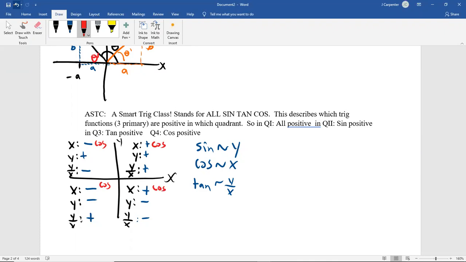Y's are heavily related to the sine, the S-I-N. So we're going up, positive. We're going up, positive. We're going down, negative, down, negative. Left and right is cosine or x. Up and down is sine or y. Tangent is the ratio of the two.